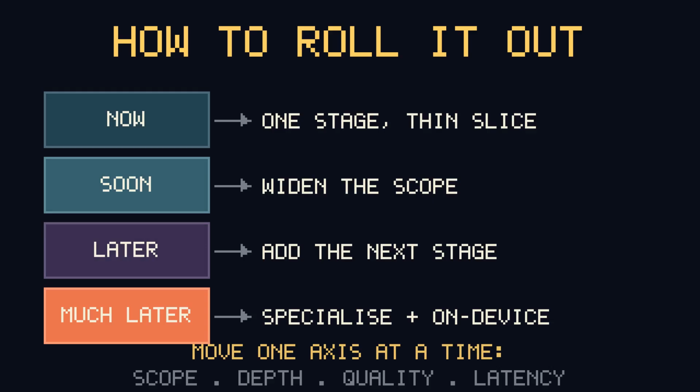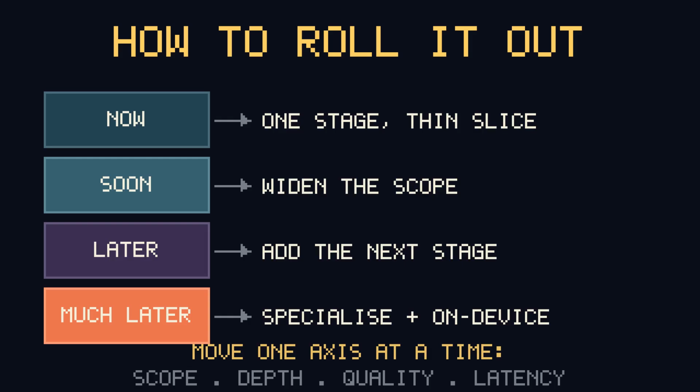Now let's look at the different versions that we talked about. For right now, take the single stage that carries your value and run it on the narrowest slice you can defend. Off-the-shelf model, no fine-tuning, ship it to a subset of users. You're testing whether anyone really wants this and is finding value from this.